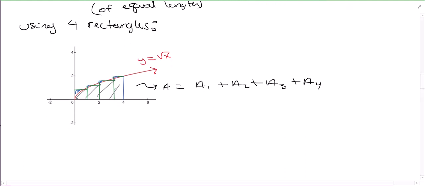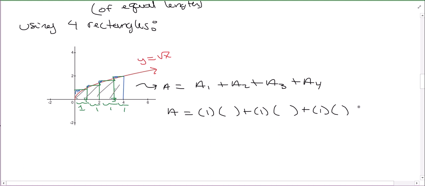And so what are each of these areas? Notice that since we had to break it up into 4 equal pieces, and my interval is from 0 to 4, that means that the base of each rectangle is 1. And the height is based on what those are, right? So this is 1, that's 2, this is 3, and then 4. So my area is going to be the base of each rectangle, which is 1, times the height of each rectangle. All of these have a base of 1, so I can just put that in. And so really I just need to find the height.